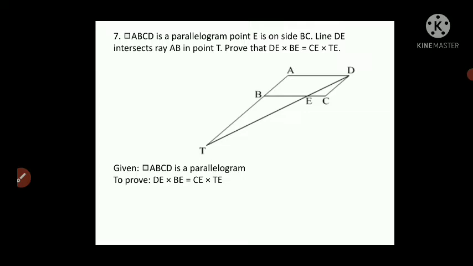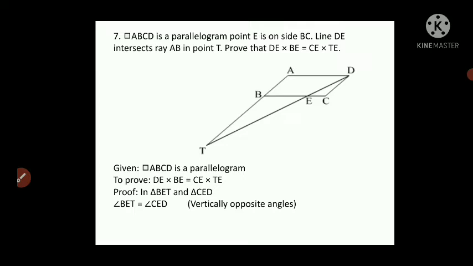Now we will take two triangles, in triangle BET and triangle CED. First you can see that there is a vertically opposite angle, that is angle BET and angle CED. They both are vertically opposite angles, so they are congruent to each other.